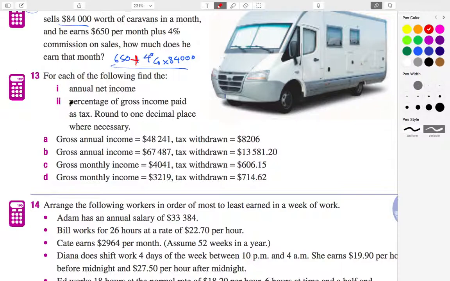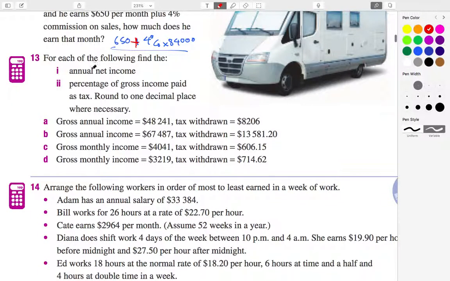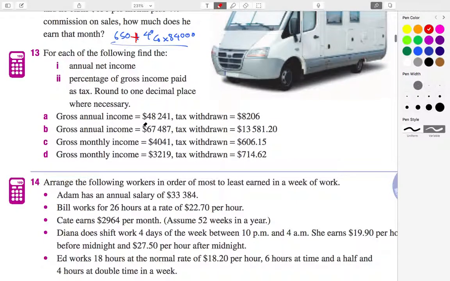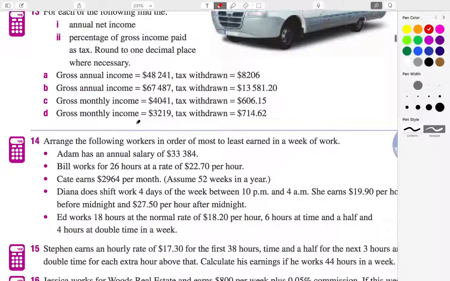So let's look at this. So find the net income we've done before, so you're just basically taking these away. Percentage of gross income paid in tax. So you're going to have your tax divided by your gross income times 100, okay? So that one looks pretty straightforward, okay, because we've done it above.